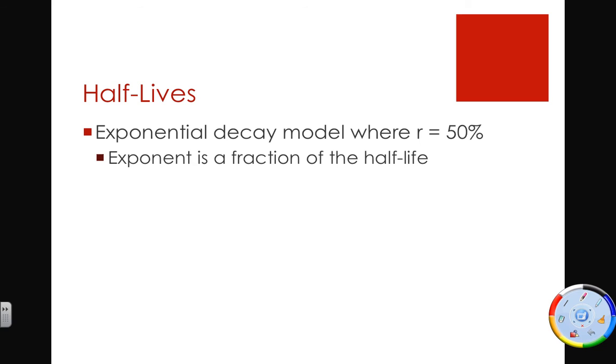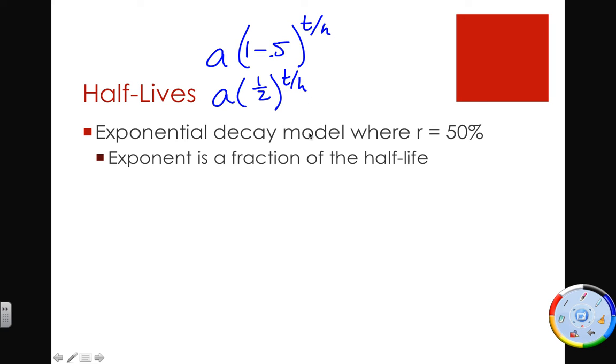It's an exponential decay model where R is 50%. So it would look like this: my initial amount times 1 minus 0.5 to the t. And over your half-life, by the way, t over h. So it would just be A, your initial amount, times 1/2 to the power of t over h. So we're looking at 1 year.